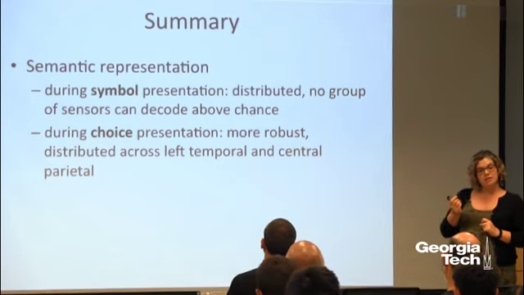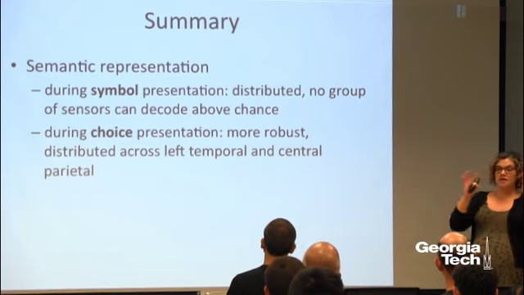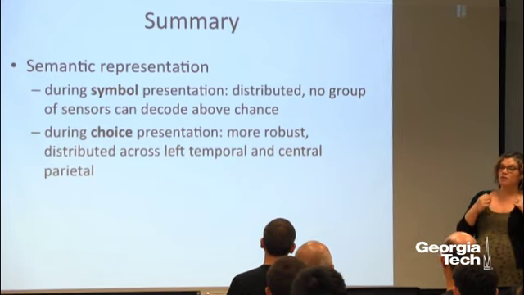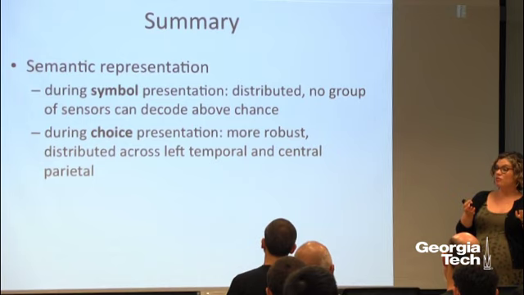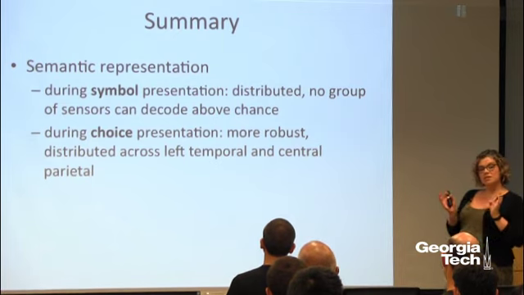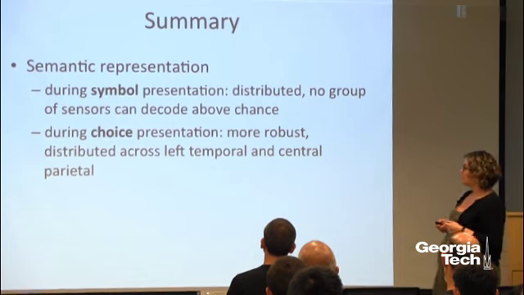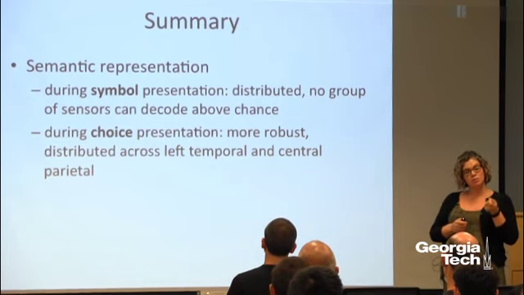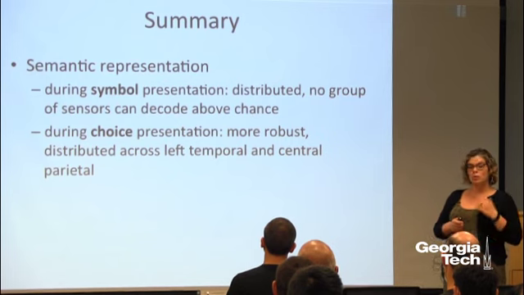We also saw that the distribution in sensor space told us that the representation during the time you're reading the symbol is much more distributed. It's weaker, and none of the sensors by themselves could tell us what the word is. We needed all of them together. This is different than when you're reading the choices, when individual sensors were enough. So this tells us that the representation during symbol reading is not as robust. It's a weaker signal.